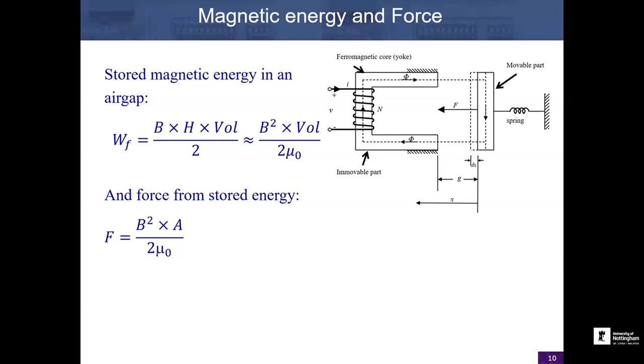And we can define the force that we're going to get. If we store a magnetic field in a gap, we get a force trying to get rid of that field and close the gap. That's our F equals B squared A over 2 mu naught. So they're two fundamental equations, but they're very useful in terms of solving magnetics challenges.